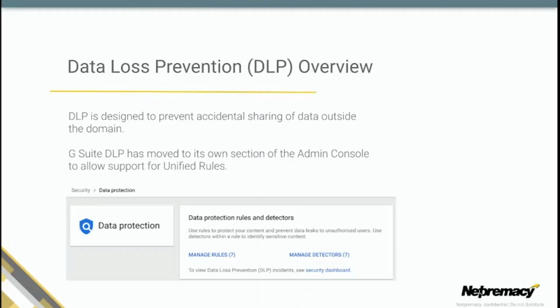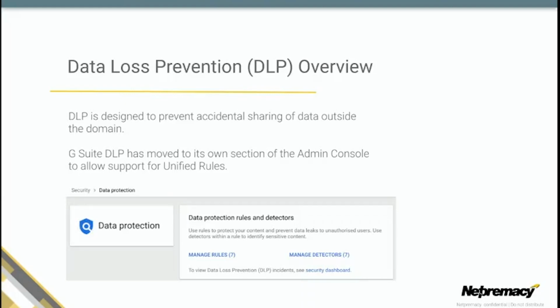It's got its own dedicated section of the admin console now. Previously, it was separated between Gmail, which was in the advanced settings, and Drive, which was in rules. It's now all under the data protection header. And the reason this has happened is because now we can have unified rules. We can have one rule for both Gmail and Drive, and make changes to them both at the same time.